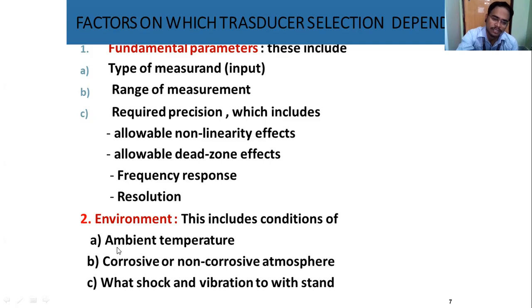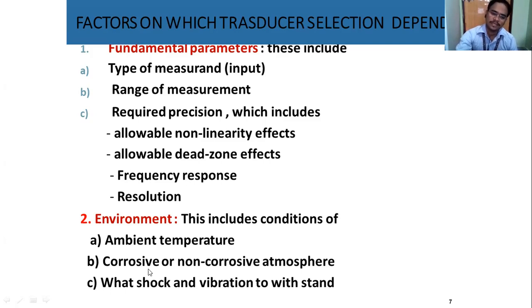So the selection of transducer depends upon the ambient temperature. Corrosive or non-corrosive atmosphere: it means the atmosphere may have moisture content, H2O, or any other vapor, moisture, liquid particles, or any other substance that may be available. So that may lead to damage to the transducer.